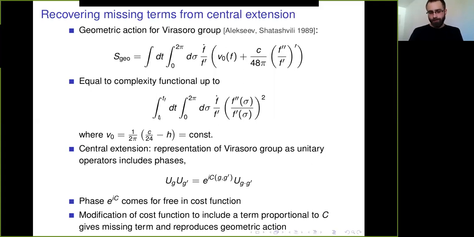And what we found out is that by simply modifying the cost function to include a term proportional to this central term C, one reproduces this missing term and one gets exactly the geometric action as a complexity function. So by choosing a particular cost function, one finds that the complexity functional is exactly equal to a geometric action.